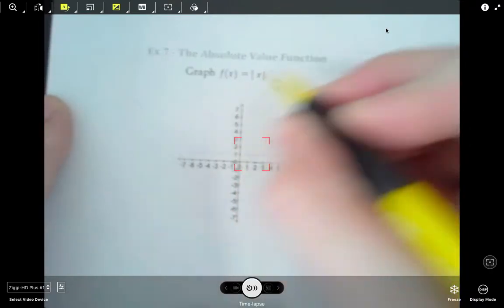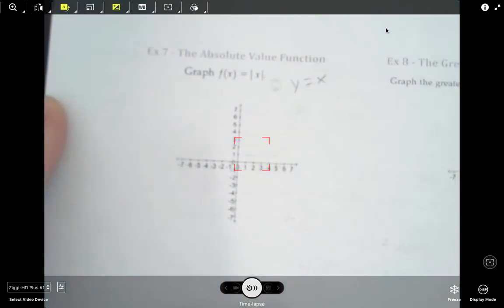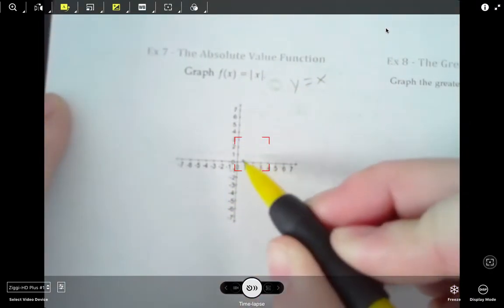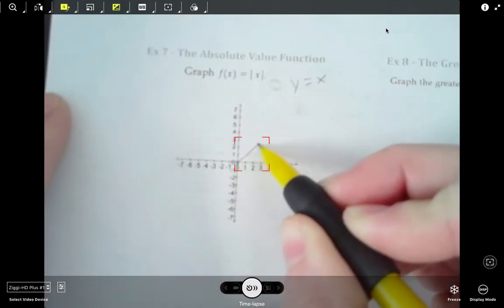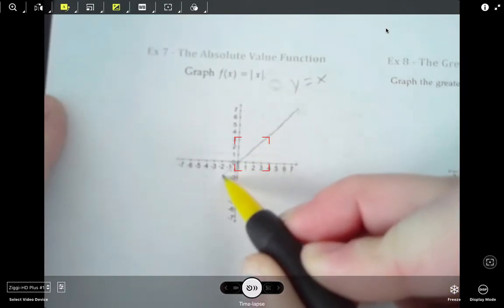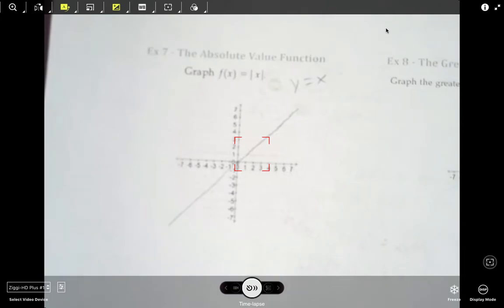If I strip away the absolute value, I have just y equals x, right? Which is a linear function that goes through 0, 0, goes up 1 over 1, up 1 over 1, it goes like this. And then it goes down 1 to the left, 1 down, 1 to the left, 1, right? Okay? So, if I strip away the absolute value, it looks like a linear function, right?